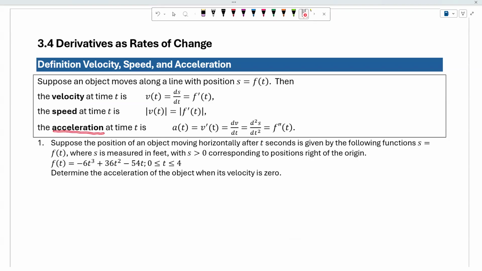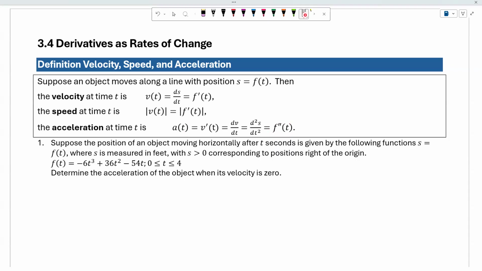And acceleration we define as the rate of change of velocity. So how do we find acceleration? Basically, we take the derivative of velocity, and we get the acceleration, which is the second derivative of the position function. So you will see that when we try to find a of t, we take the second derivative of f.